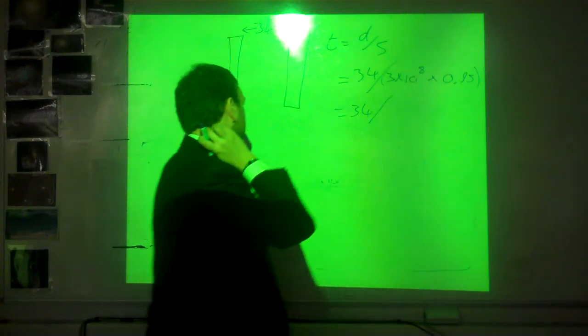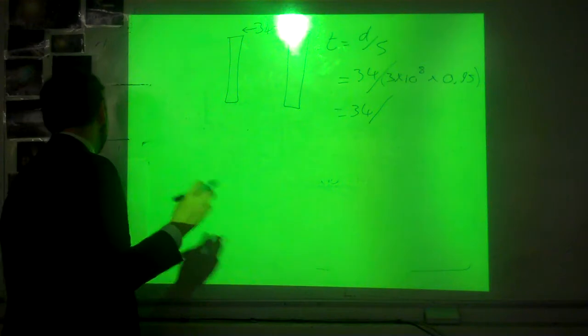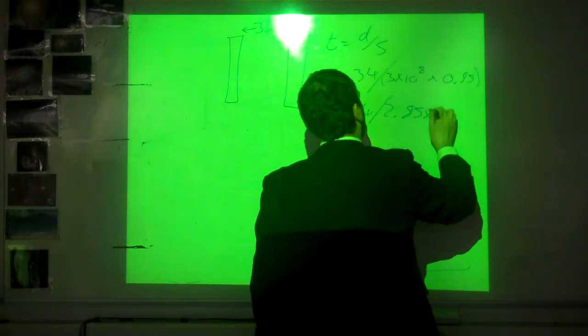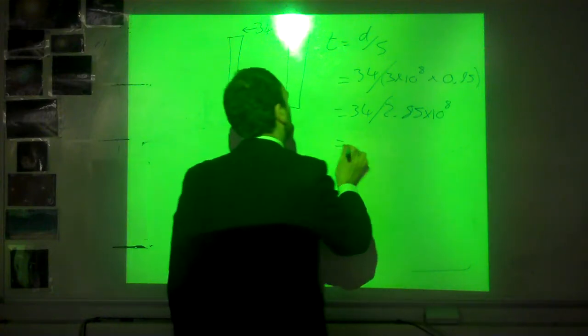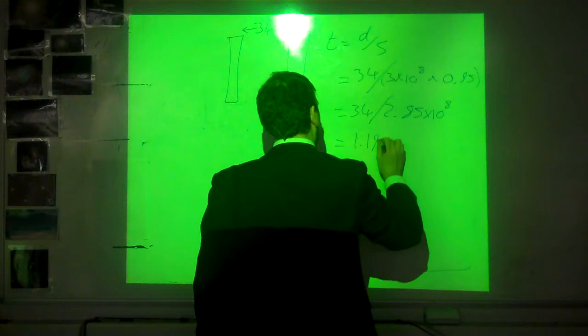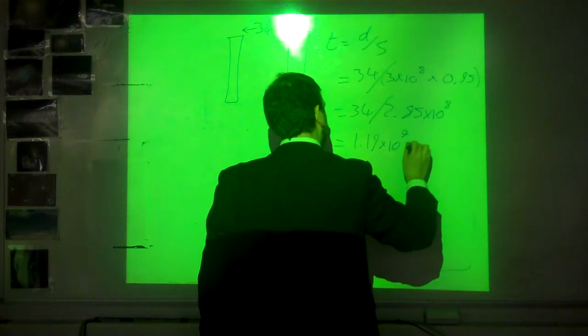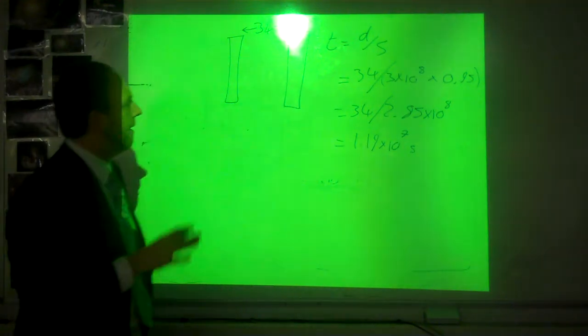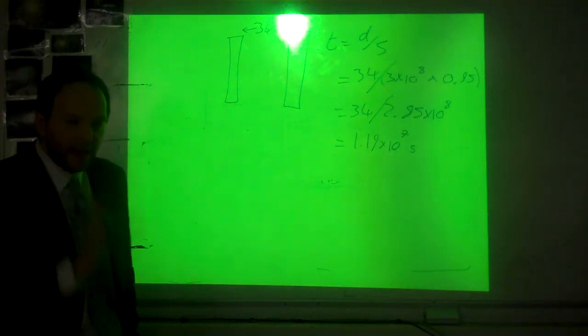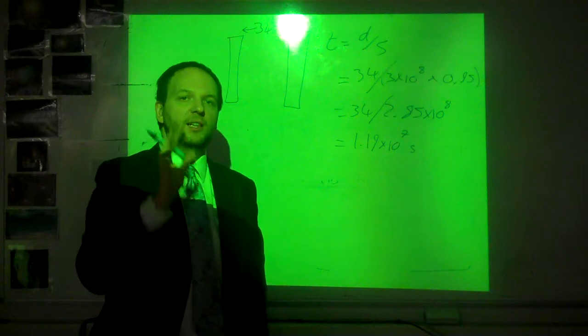So we've got 3 times 10 to the 8 times 0.95, and that gives us 2.85 times 10 to the 8. So that gives us a time of 1.19 times 10 to the 7 seconds. That's how long the particles appear to take from the stationary frame of reference of the particle accelerator.